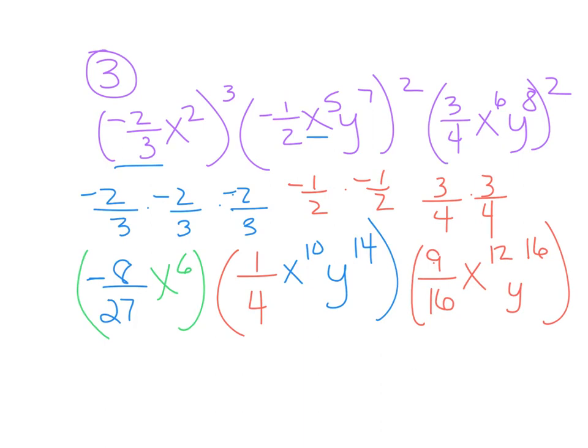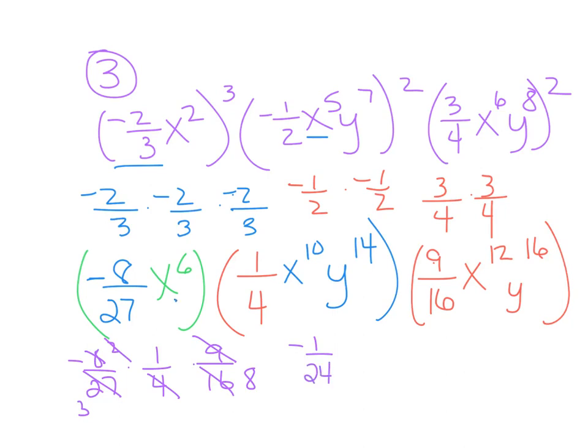All right, so if I write down all my fractions, so negative 8 27ths times 1/4 times 9/16. Okay, I'm not going to multiply them because I want to simplify wherever I can. So 4 goes into 8 twice, 2 goes into 16 8 times, 9 goes into 27 3 times. So what do I have left? I have negative 1 on the top and 3 times 8, 24, on the bottom. So I have negative 1 24ths.